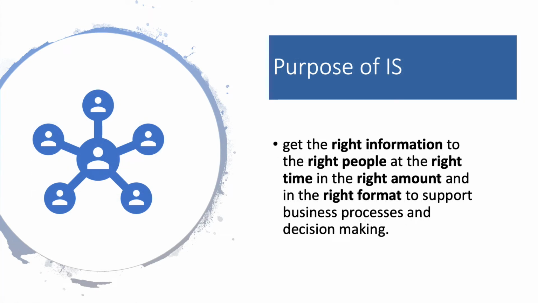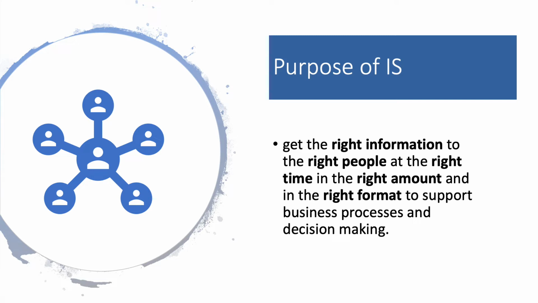We need this because we're trying to get information to people so that they can do their jobs. But it's not just about getting information, it's getting the right information. So correct, validated, up to date, accurate information. And we want to get this information to the right people. So here what we're talking about is authorized, authenticated, validated users of our organization. These are the people we're trying to get information to.